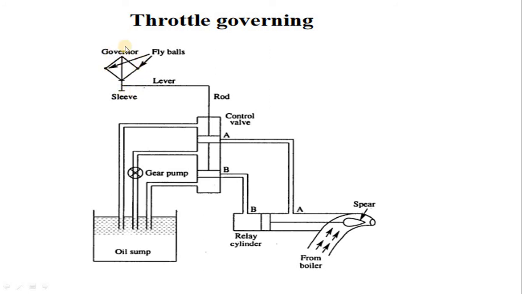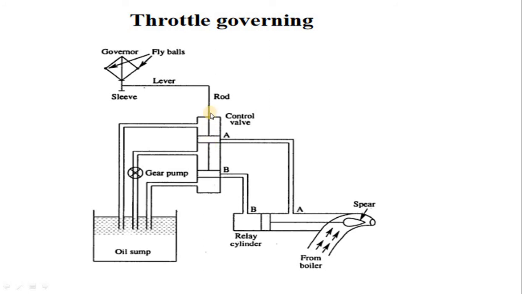So this is a centrifugal governor. This is the sleeve, which performs up and down motion. Also, fly balls are there at the middle position. The movement of the fly balls is continuously up and down, and it works on the lever mechanism and the sleeve mechanism. This is a rod, the control valve rod.